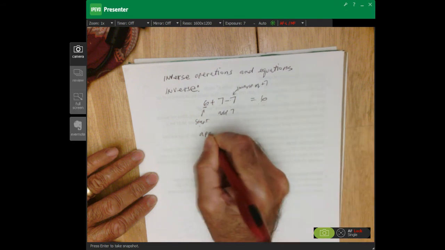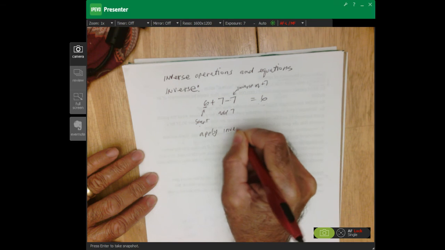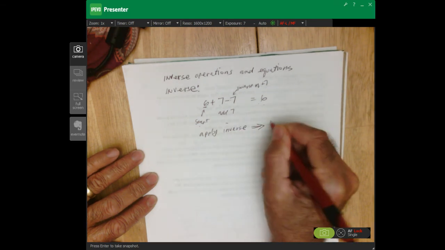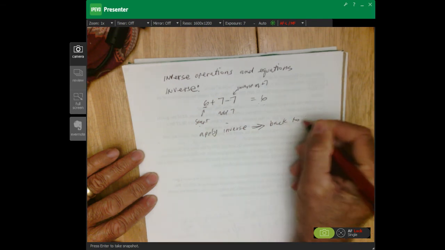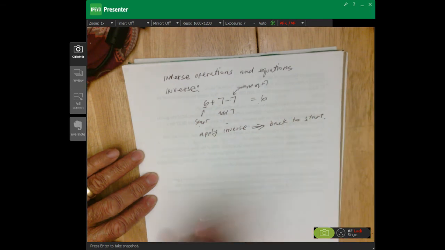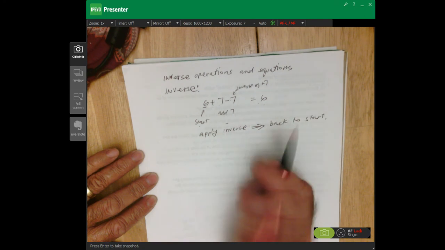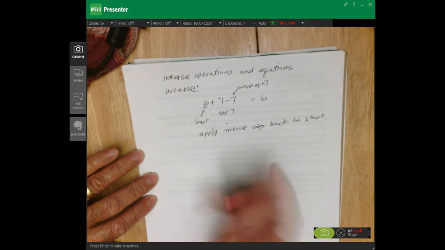So when you apply the inverse, you go back to the start. Okay, so we're going to be able to use that when we solve equations.